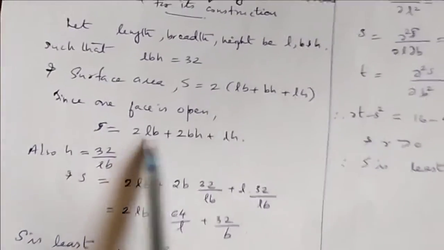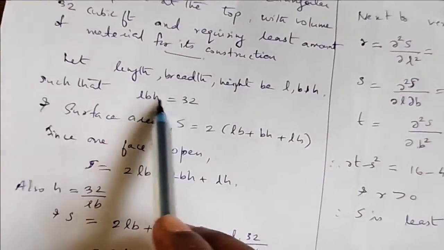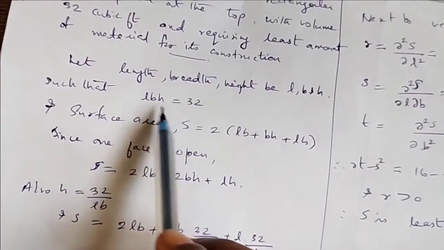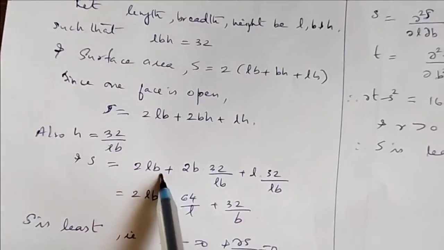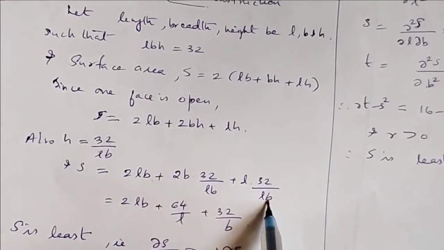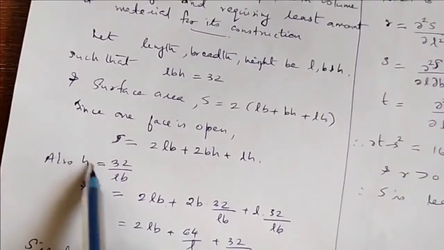So here there are 3 variables L, B and H. So similarly L into B into H is 32. So what is the third variable? We have to convert the third variable into the other two. So H is 32 by LB. So what will be S? S is 2LB plus 2B into 32 by LB plus L into 32 by LB. Okay. So this is in terms of L and B. So we are converting H in terms of L and B.